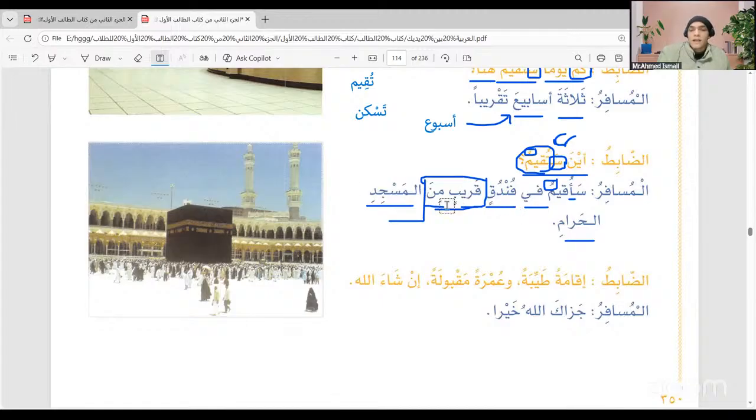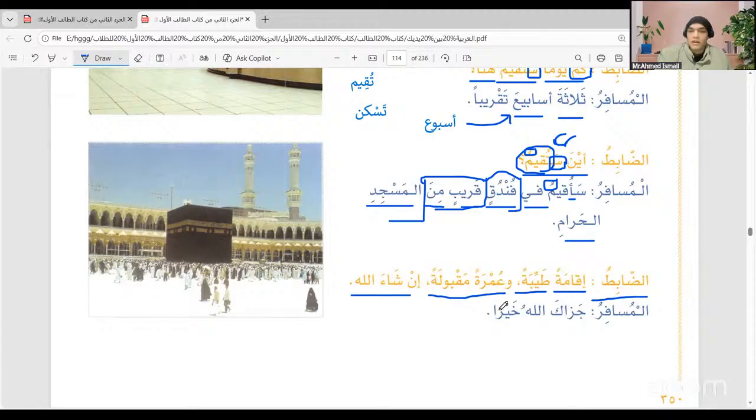So المسجد الحرام. Oh, we said the word فندق. It's a new word for us, which means hotel. فندق, or hotel. So سأقيم في فندق, in a hotel, قريب من المسجد الحرام. It's near to المسجد الحرام. The ضابط, the police officer, said, إقامة طيبة وعمرة مقبولة إن شاء الله.